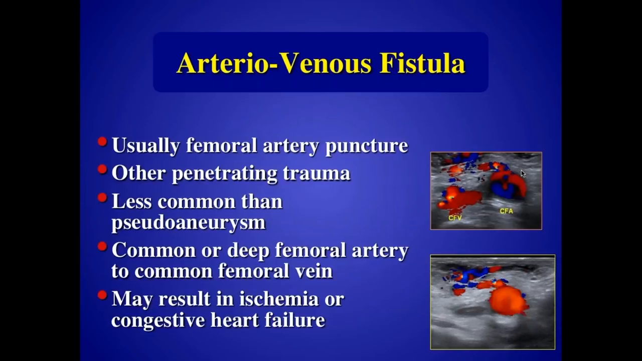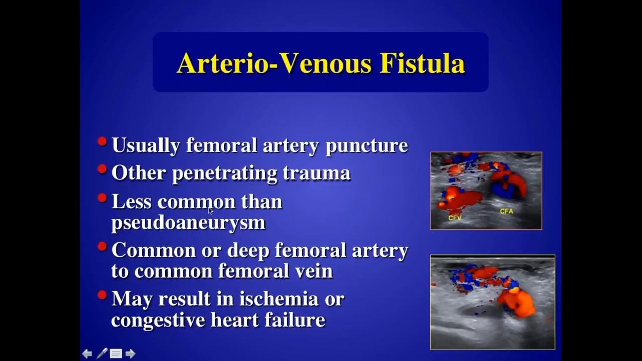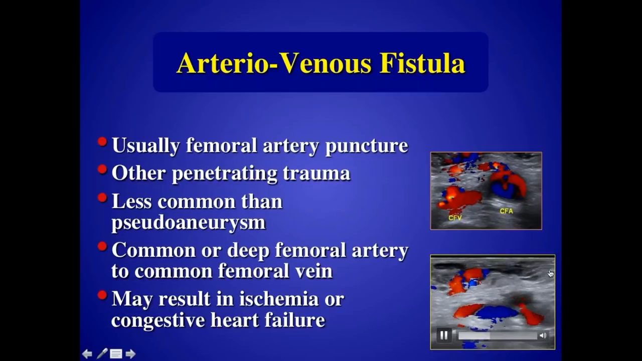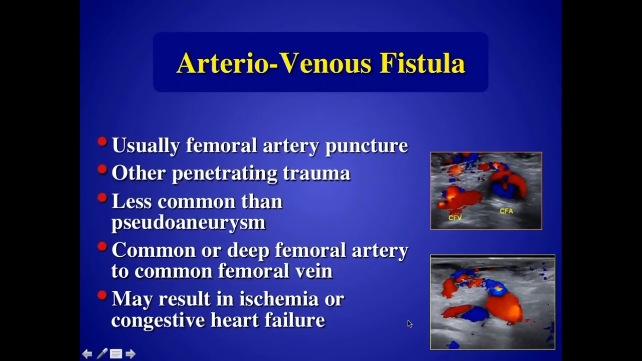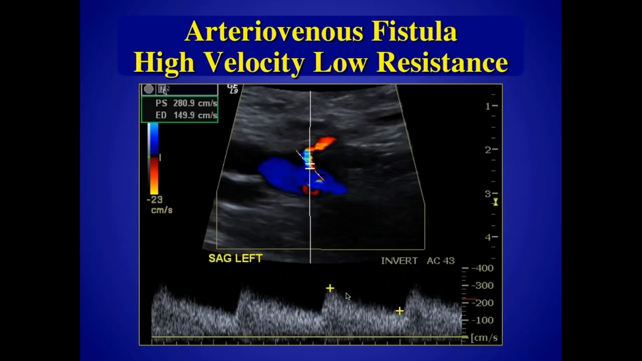Now, just a few words about AV fistula. They're less common than pseudoaneurysms. Again, typically seen after some type of procedure. The most common that we see is typically resulting from a communication between the common or deep femoral artery and the common femoral vein. Sometimes they can be very complicated. Here we can see blood flow coming from the artery, and it takes this circuitous, winding path to finally empty into the vein. So sometimes it takes a few minutes to sort it out. If the fistula is really large, it can result in ischemia or congestive heart failure.